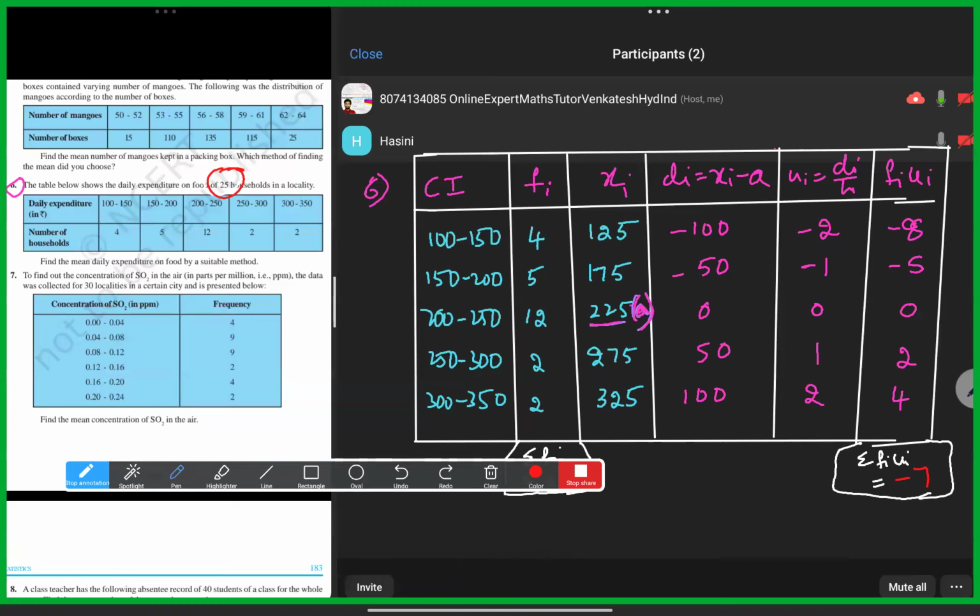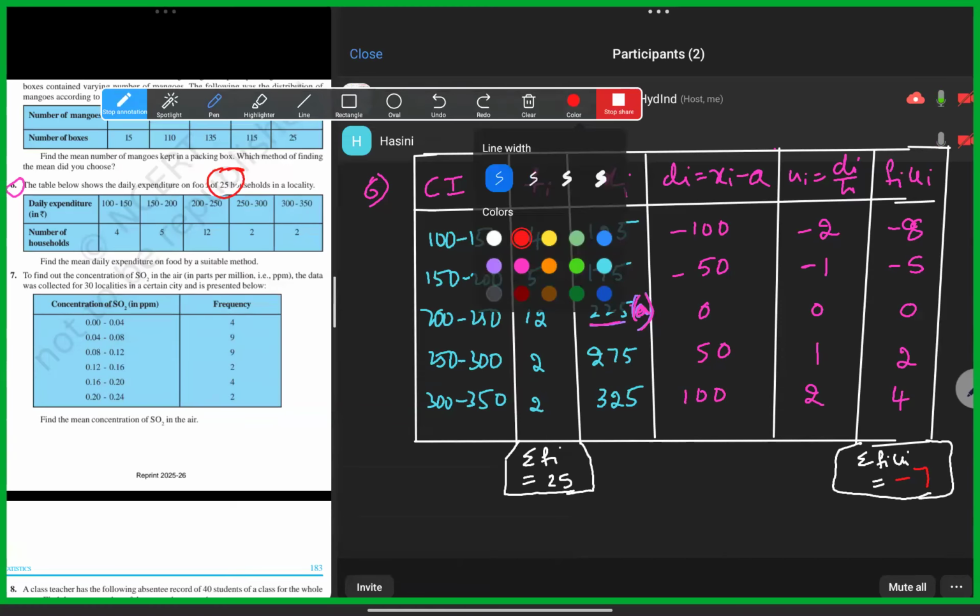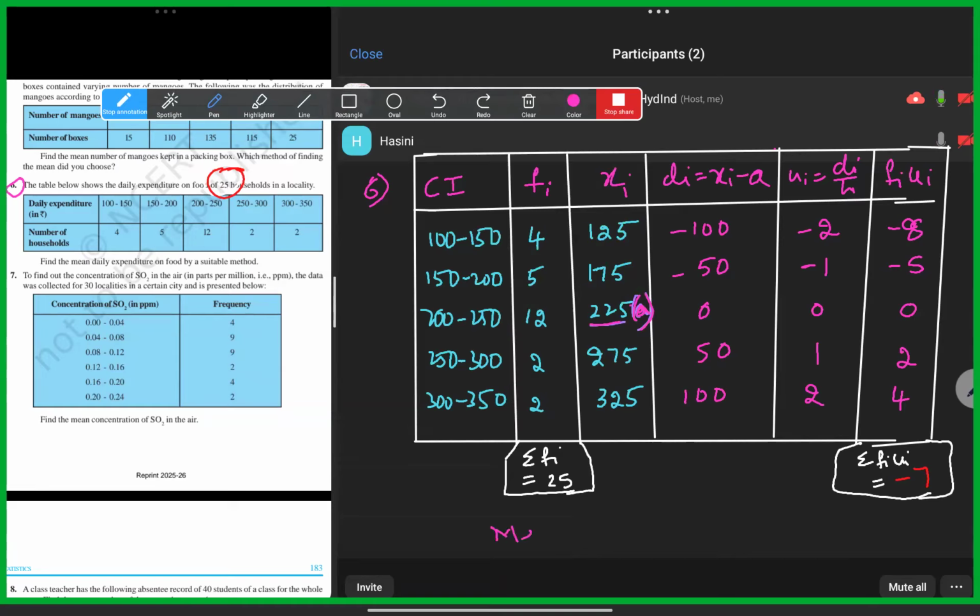Okay. Now finally we'll apply the step deviation formula, Hasni, and we'll get the answer. Mean is equal to A plus sigma FiUi by sigma Fi into H. Okay, Hasni? Okay, sir.